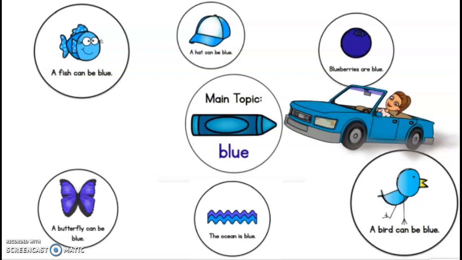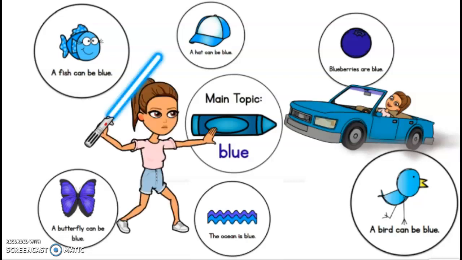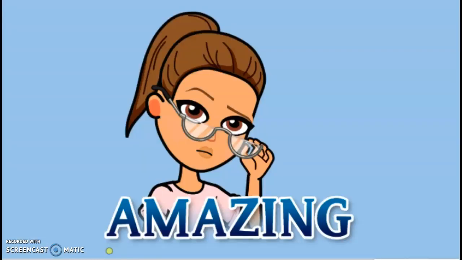Okay, last one, and then we're going to read a passage. Boom. A Star Wars lightsaber. Mine's going to be blue. So that was awesome, guys. My main topic is blue. We're going to come up with all of these details just to support that main topic. All right, that was absolutely amazing.